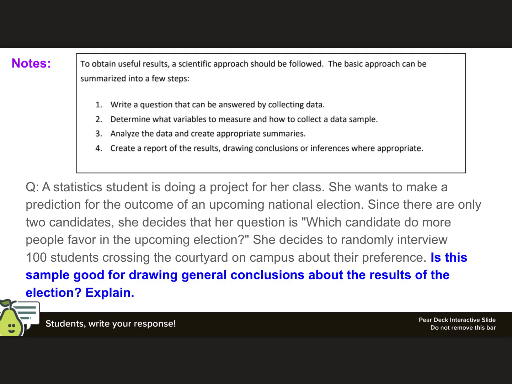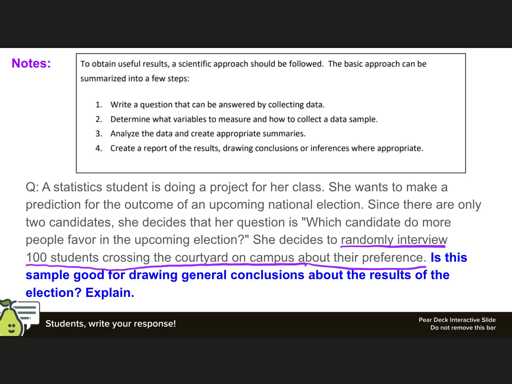Here's a question. A statistics student is doing a project for her class. She wants to make a prediction for the outcome of an upcoming national election. Since there are only 2 candidates, she decides that her question is, which candidate do people favor in the upcoming election? She decides to randomly interview, so we're in the collecting data process, 100 students crossing the courtyard on campus about their preference. And we want to know, is that a good sample for drawing general conclusions about the results of the election or not?